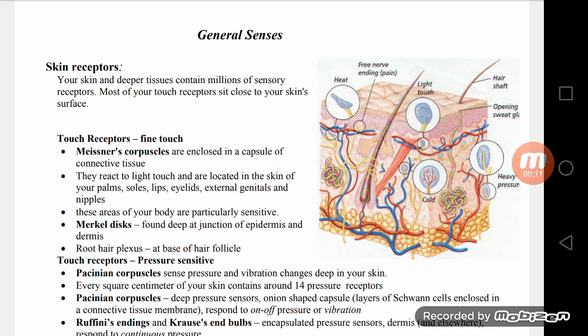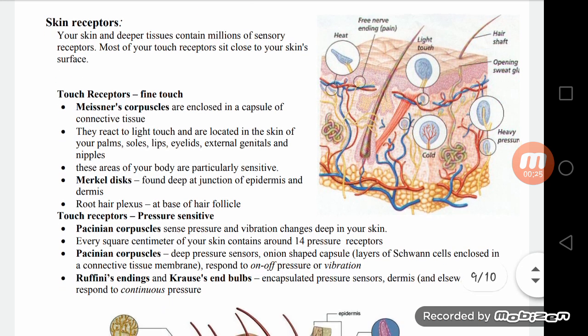Let's see skin receptors. Your skin and deep tissue contain millions of sensory receptors. Most of your touch receptors sit close to your skin surface. So, touch receptor, fine touch.